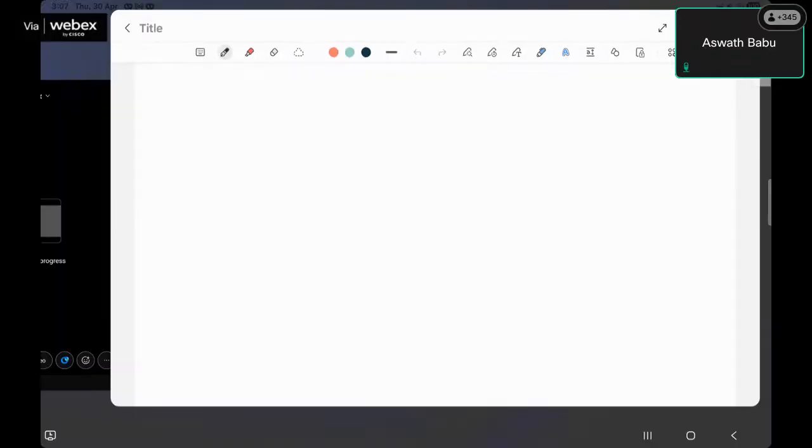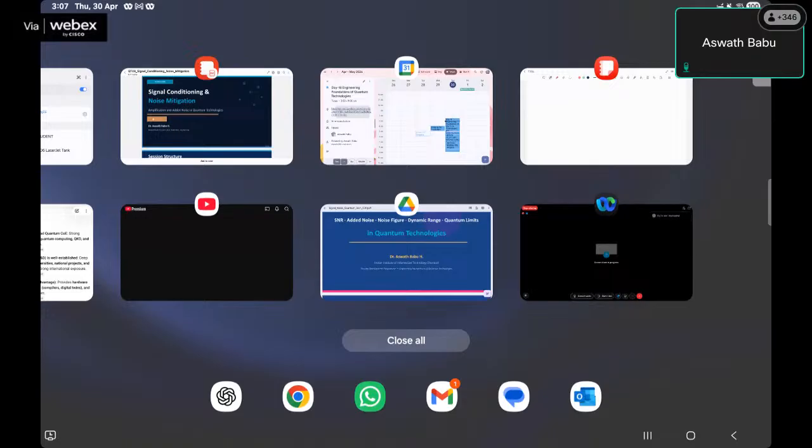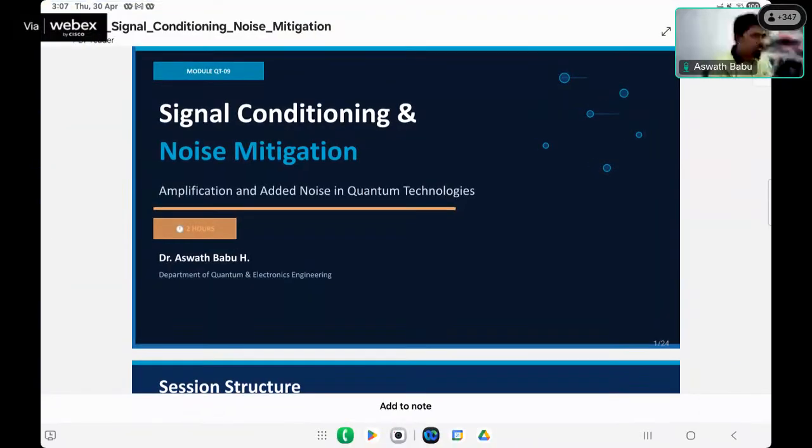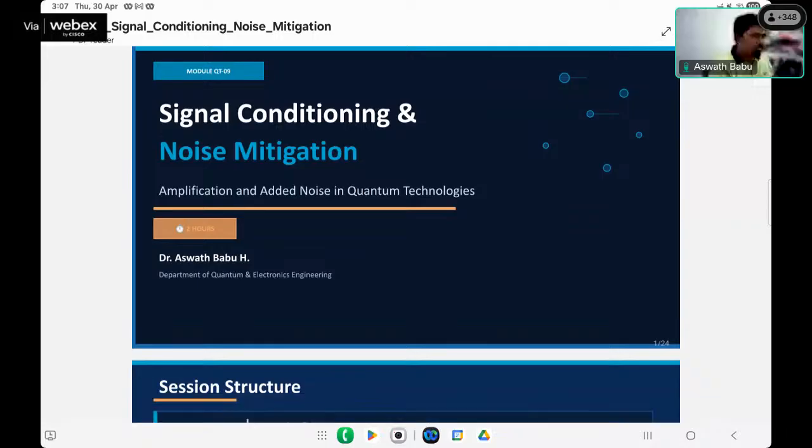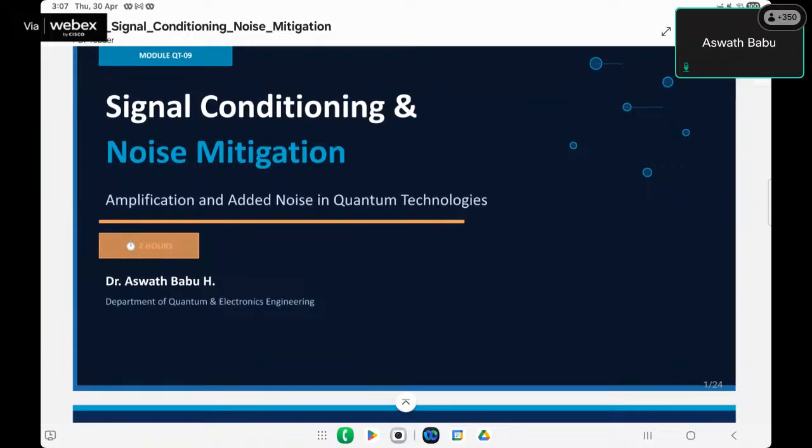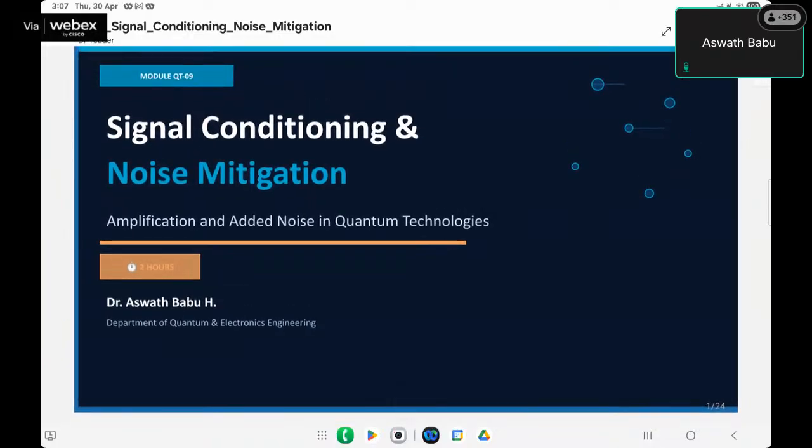Okay, so what we do is we'll quickly recollect what we have done in the last session, and then we'll continue. So this is what we did last time: the signal conditioning. And signal conditioning does have a lot of noise. Due to that noise, especially when it comes to quantum computing, we need to work out how we should go about it.